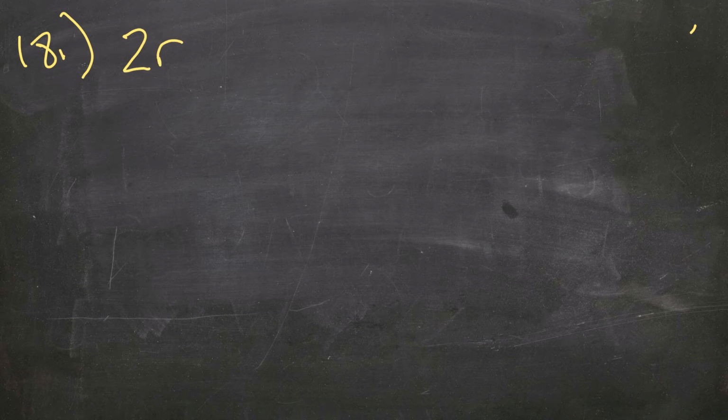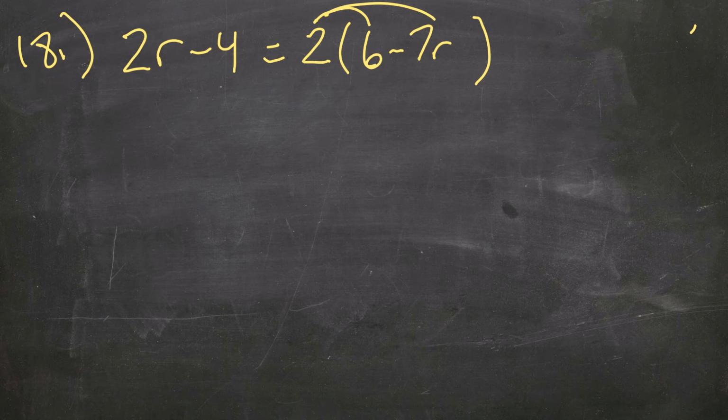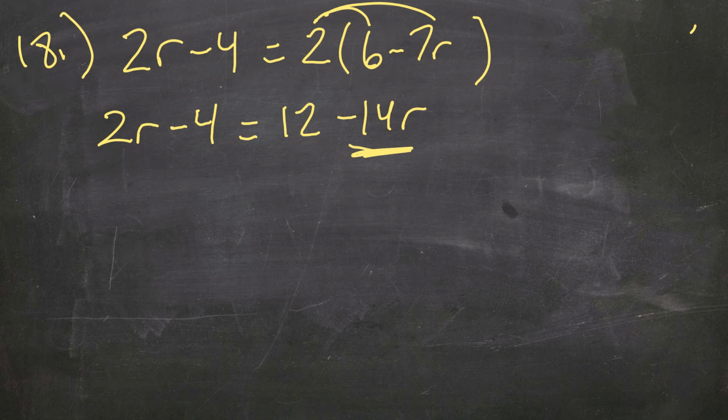Number 18. We have 2r minus 4 equals 2 times 6 minus 7r. Once again, you have to do the parentheses first, so I distribute the 2 to both. I leave the left side alone. 2r minus 4 equals 12 minus 14r. Now I have to move my variables onto the same side. This negative 14r is smallest, so I add 14r to both sides.